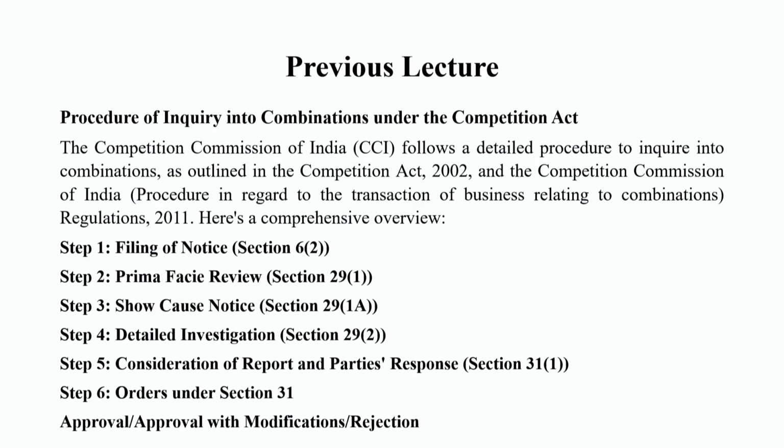After analyzing the report submitted by the DG and the response of the parties, and the factors or parameters under section 20 subsection 4, CCI may analyze the case and issue an order under section 31, either approving it, rejecting it, or proposing a modified proposal. This is the procedure for the purpose of the regulation.